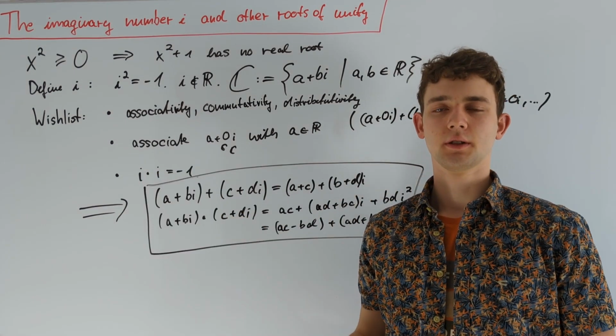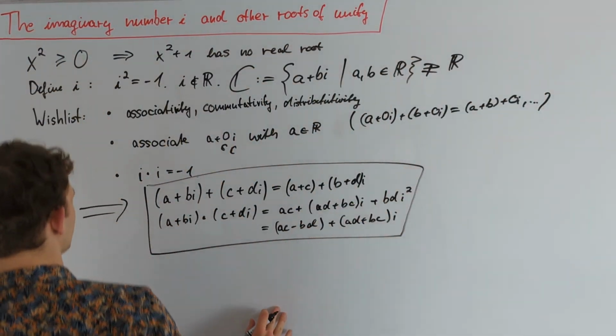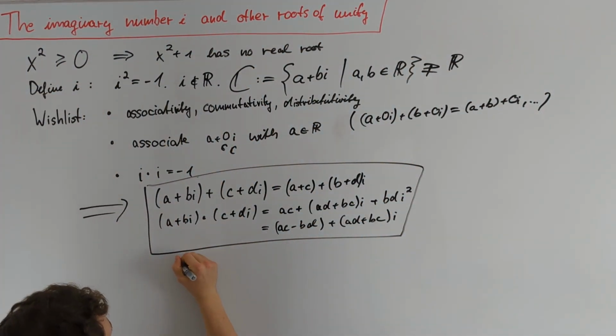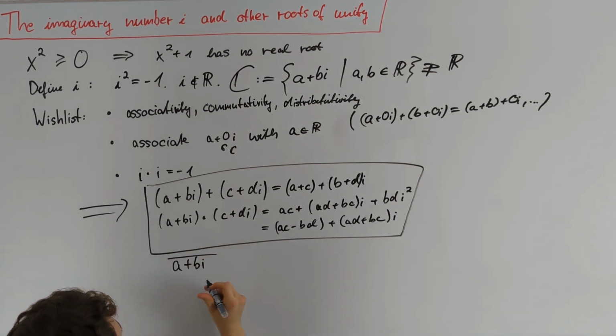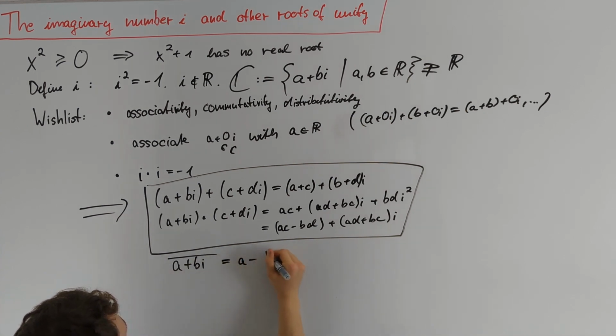One more useful definition that you will also need for exercise 2 is the complex conjugate. Namely, for real numbers a and b, we define the complex conjugate of a plus bi, which we sometimes write as a plus bi bar, to be equal to a minus bi.